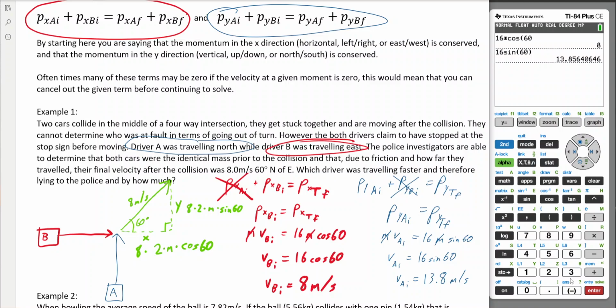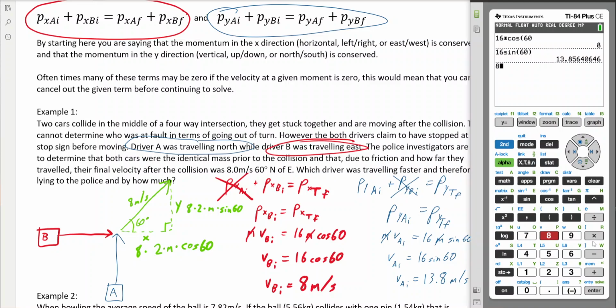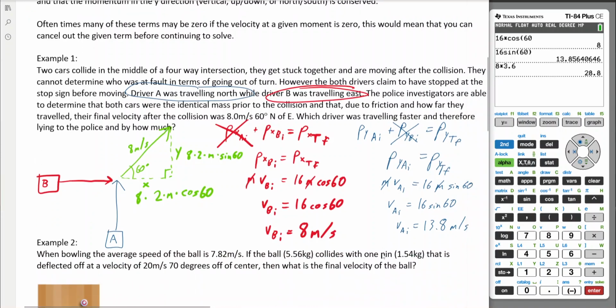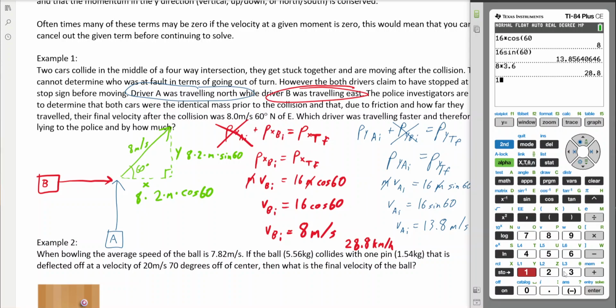But let's just quickly convert that. So 8 times 3.6 to get us the kilometers per hour. Okay, not too bad. You can speed up from a stop sign. It's possible. 28.8 kilometers per hour is possible from a stop sign to the middle of an intersection, although they were slamming on the gas. But let's take a look at the other person.